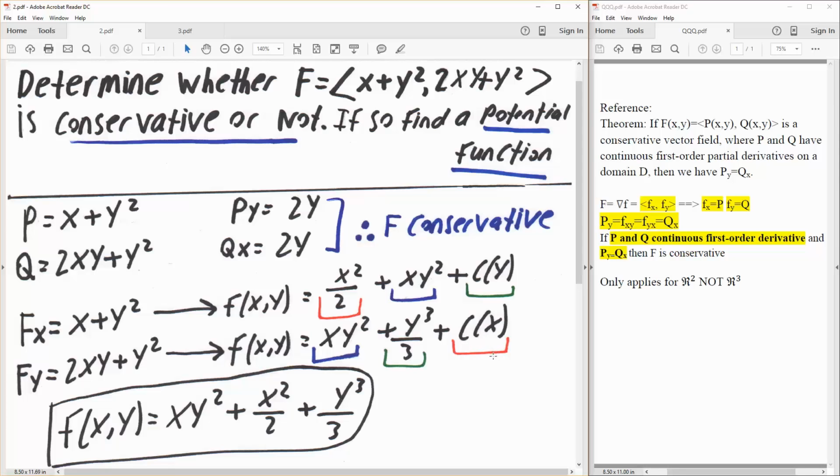And now we see all the similarities. So we have x² divided by 2. Here we don't have x² divided by 2, so we know that x² divided by 2 would be c(x). And then we have xy². xy² is here, so that's fine. Then we have c(y). c(y) is nowhere here, but we can say y³ divided by 3 would be c(y). And so our final answer would be xy² + x²/2 + y³/3. And that's all we need to do.